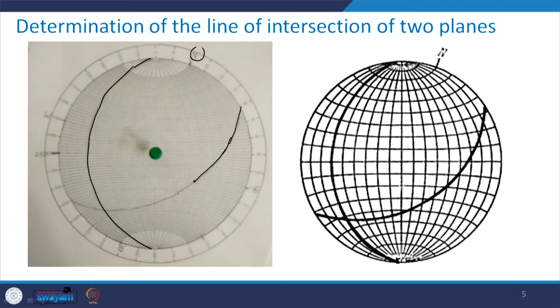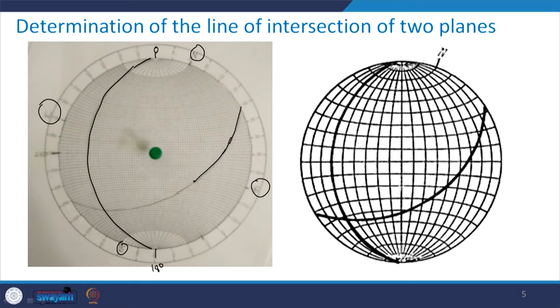Here is your north, south, east and west. Keep a track of this, keep that in mind. I am not rotating the stereo net. Its position is always here, like this is 0 and this is 180 degree.